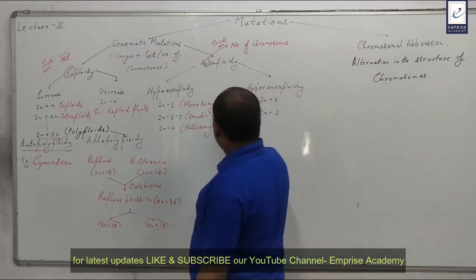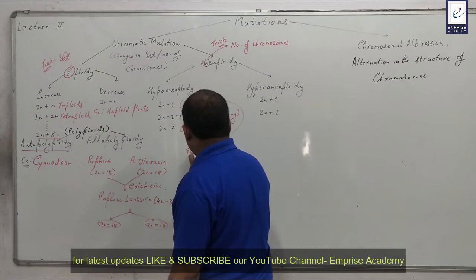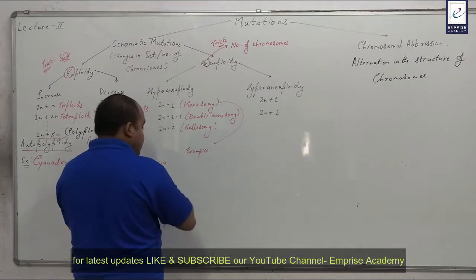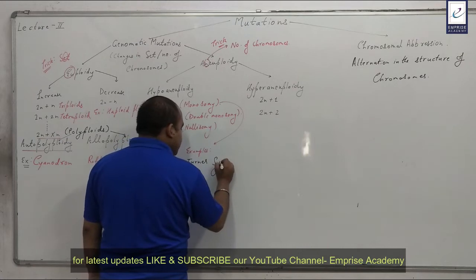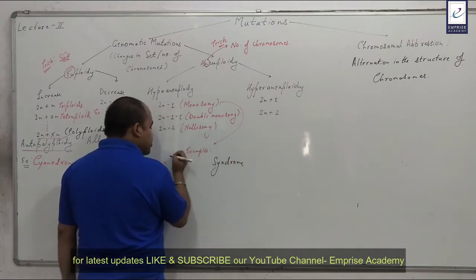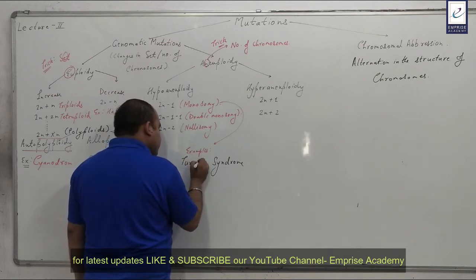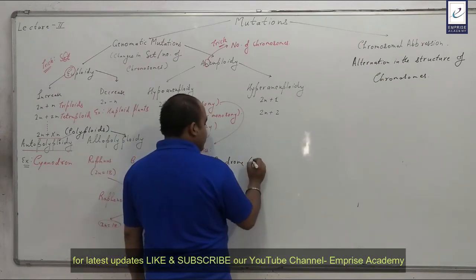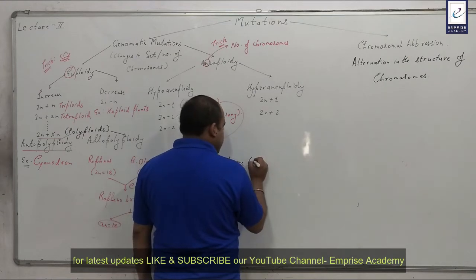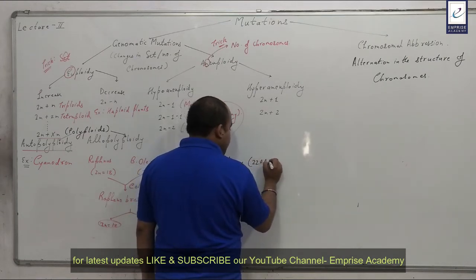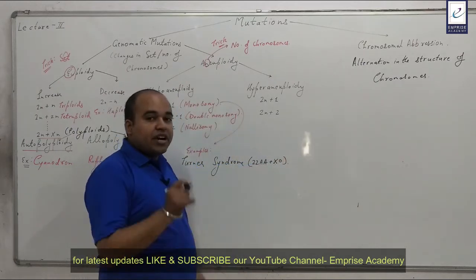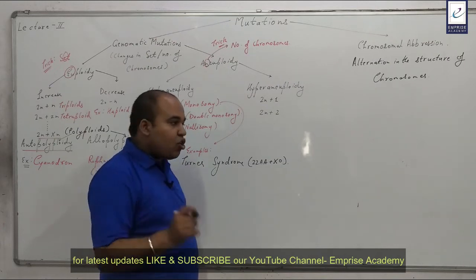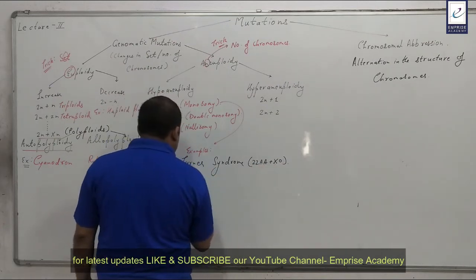Now, monosomy, some of the key important examples of monosomy include the Turner syndrome. What is this Turner syndrome? Turner syndrome is a condition when there are 45 chromosomes. So there are 22 autosome pairs plus X0. This is what is referred to as Turner syndrome. Turner syndrome is caused by the loss of a copy of the X chromosome.